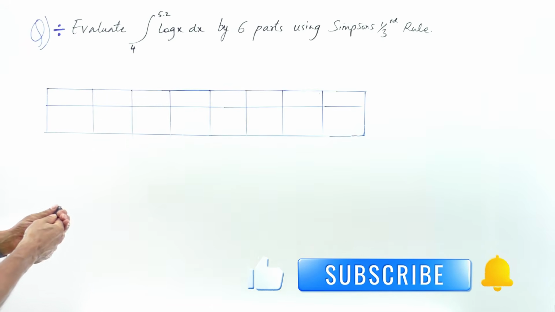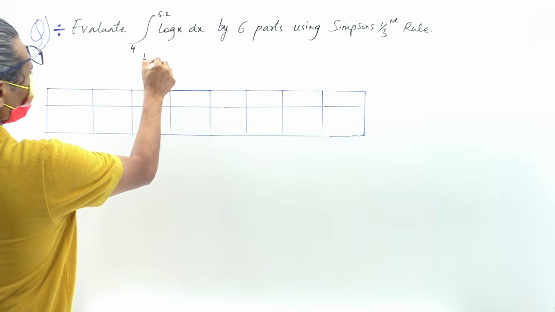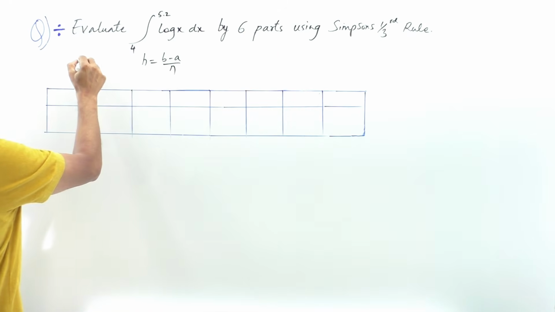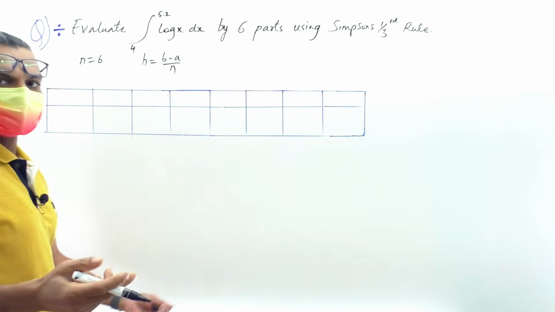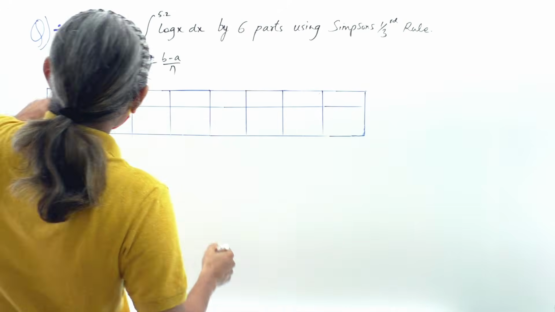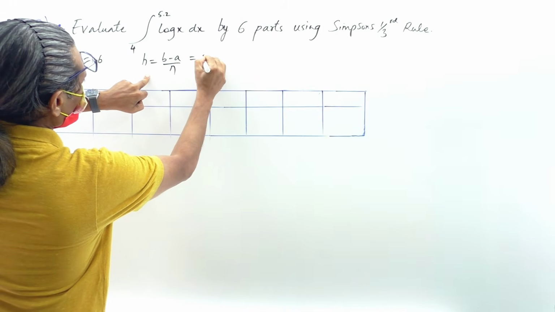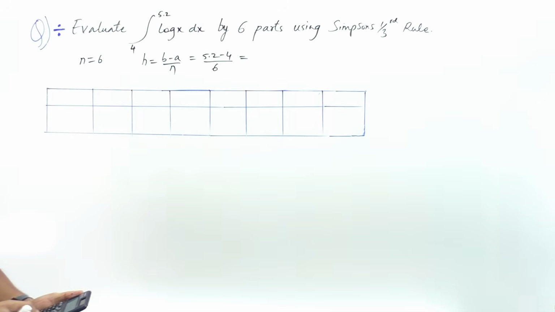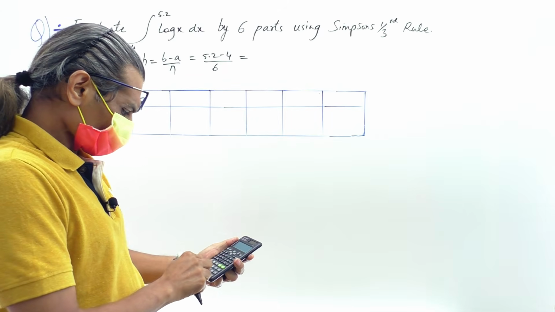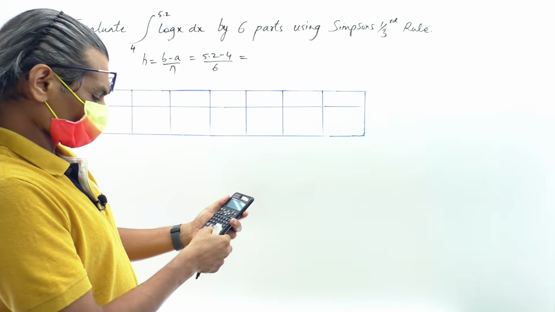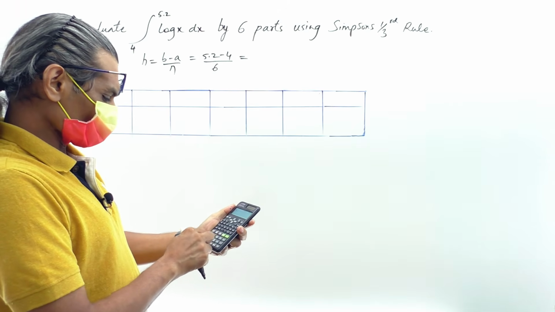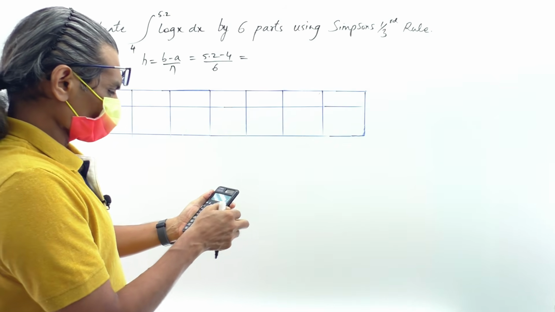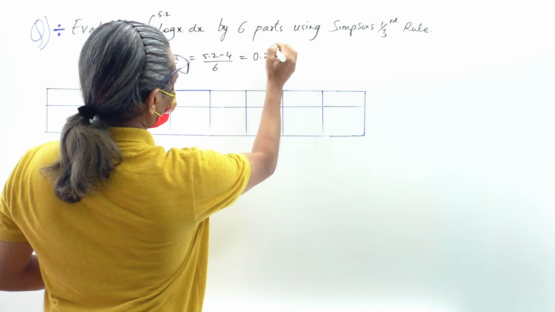Now first we find h. What is h basically? h is (b minus a) over n. Here n is the number of intervals, and n is equal to 6 because they gave 6 equal parts, and it is even. If it's odd, then subtract 1. So h is equal to (b minus a) by n, so we have (5.2 minus 4) divided by 6. Always use a calculator. 5.2 minus 4 over 6 is equal to 0.2.